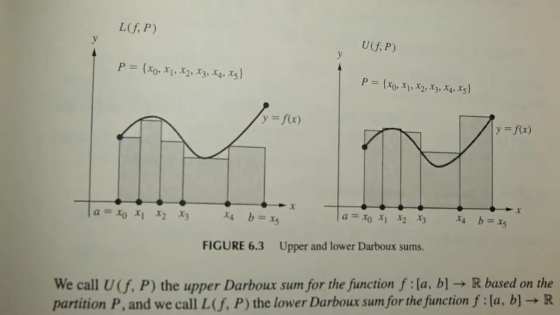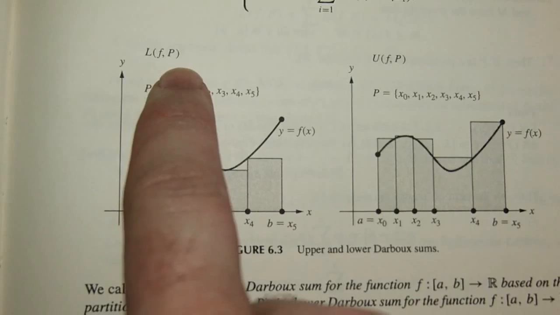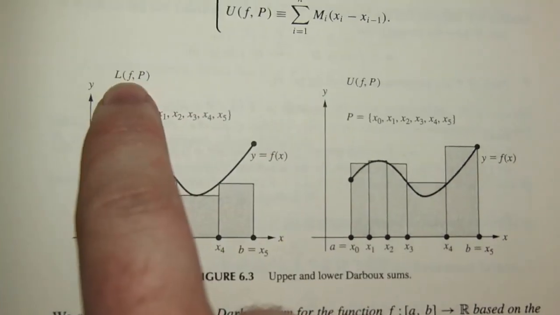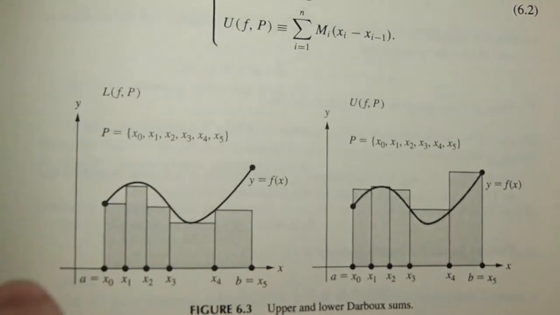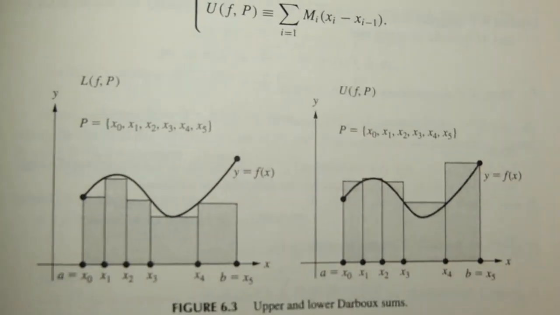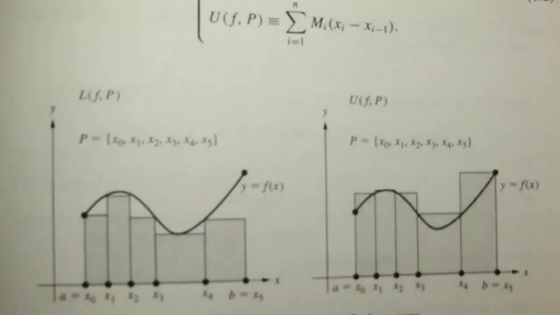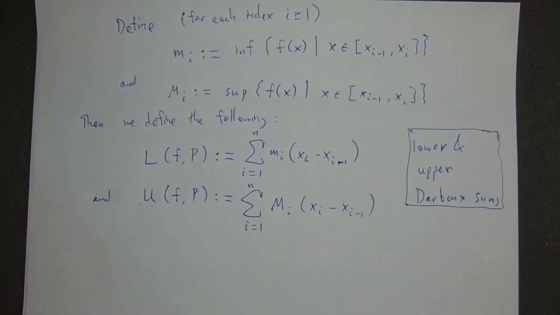Now, a bit about notation. Notice we say this is L of f, p. Why do we use f and p here? This is to show that these things obviously depend on f. Well, that's clear. But they also depend on the partition. Even with the same function f, the partition very much determines these values. Choosing a different partition is going to, in general, result in a different value for these things.